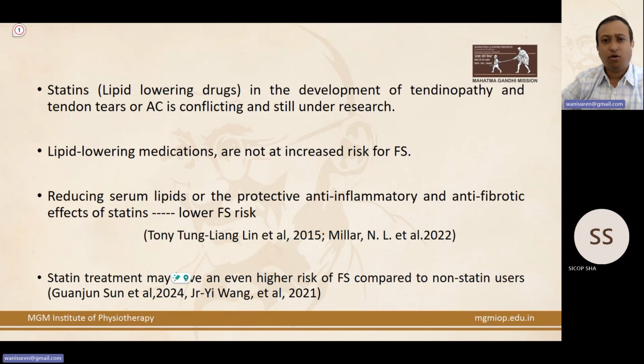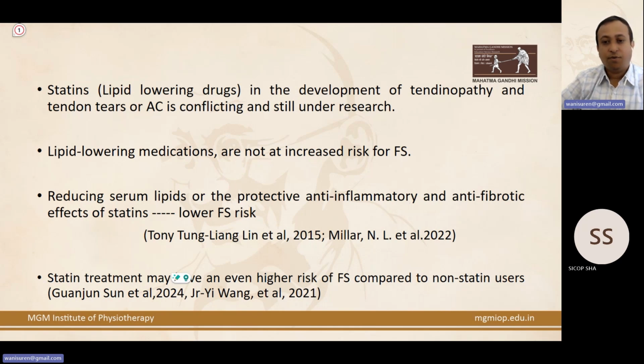Some studies say that lipid-lowering medications do not at all increase the risk of developing frozen shoulder. On the contrary, reducing serum lipids, or the protective anti-inflammatory and antifibrotic effects of statins, may reduce the chances of developing frozen shoulder. That means if the patient is on statins, the chances of frozen shoulder might be reduced because of the anti-inflammatory and antifibrotic effects of statins.